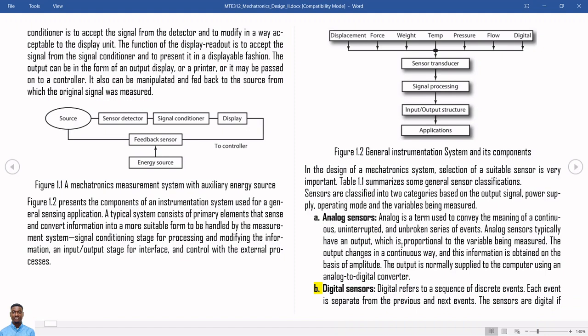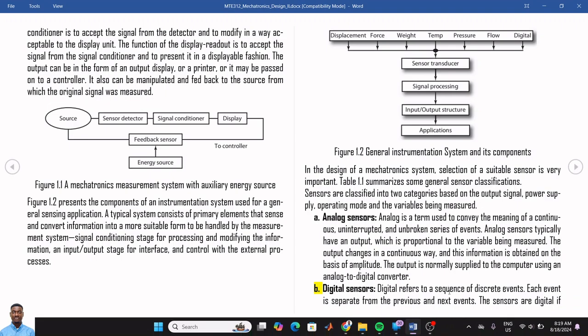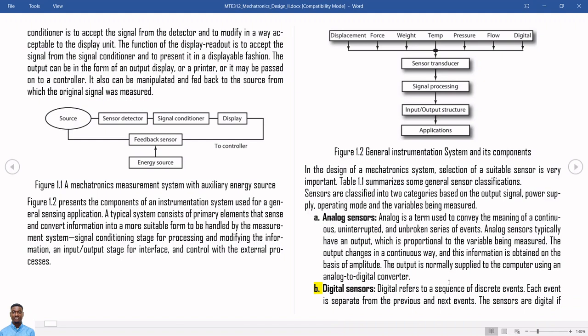For every analog sensor, the output is normally supplied to the computer using an analog to digital converter. In the case of analog sensor outputs, the output cannot be sent directly to a computer to process, because computers only process digital signals. So when you have an analog output, that output has to be sent through an analog to digital converter to convert it into a digital output that the computer can understand.